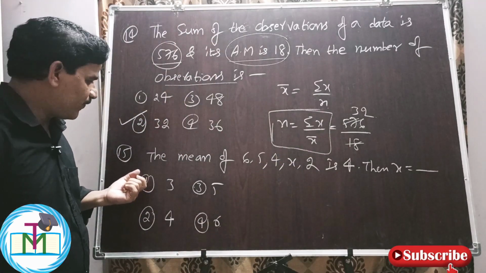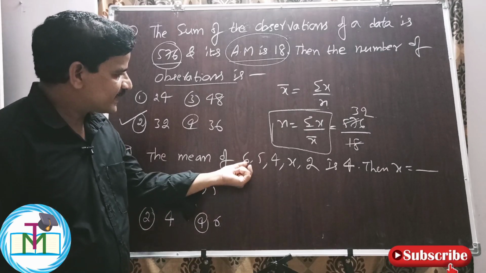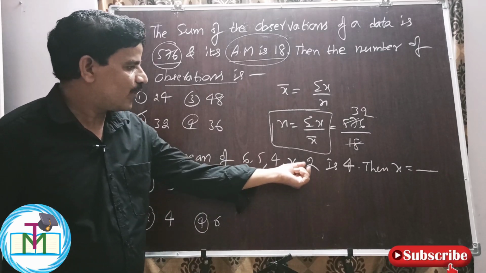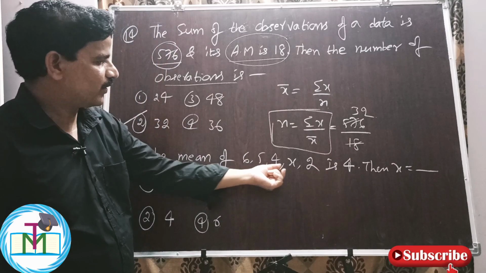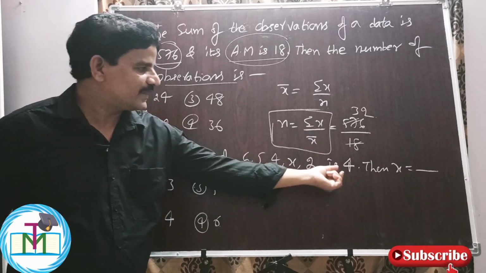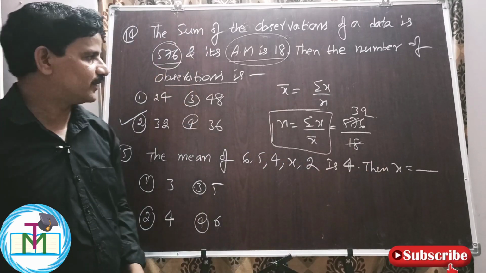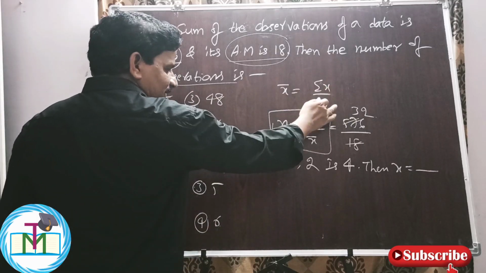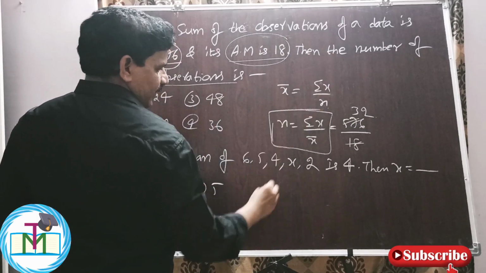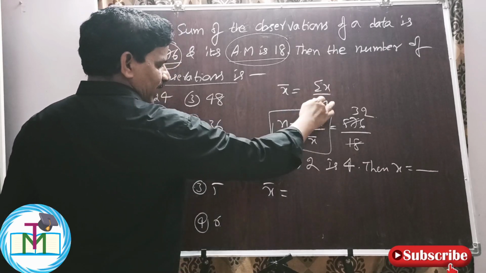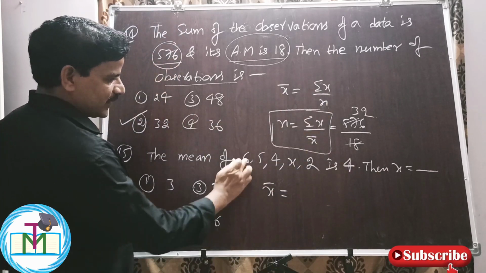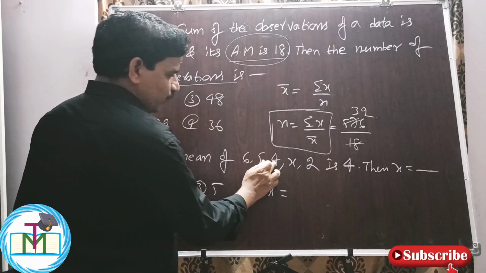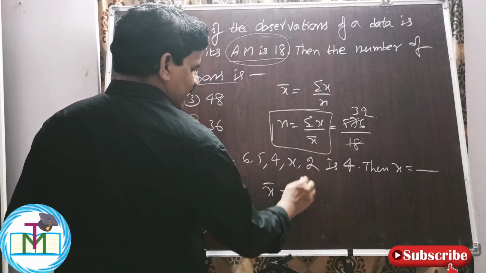Now question number 15. The mean of 6, 5, 4, x, 2 is 4. So here one unknown value x is there, the mean is already given, then what is x? What is our mean formula? See here, x bar is equal to sigma x by n. We have to add all these values. 6 plus 5, 11. 11 plus 4, 15. 15 plus 2, 17.